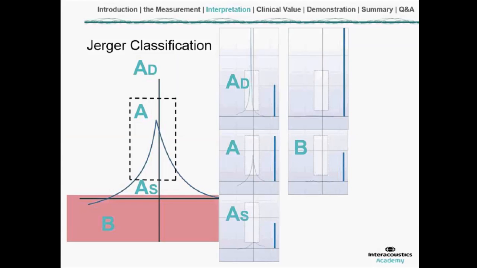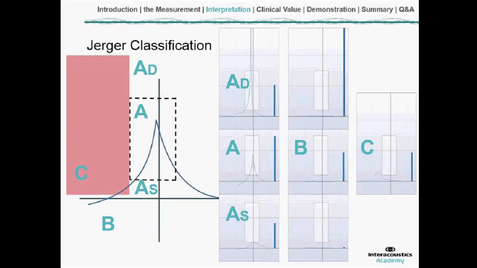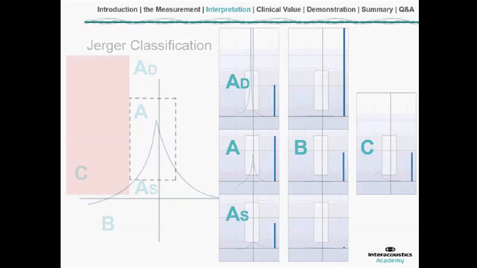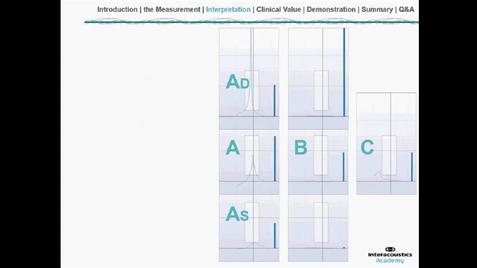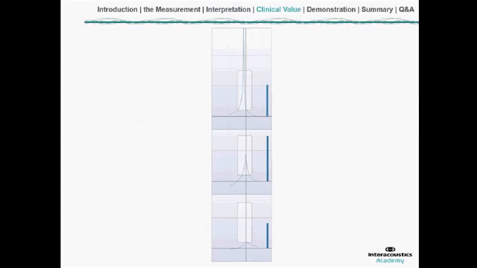I also have a few other examples of type B. There is no difference in the label, but I will explain later what the different graphs mean with regard to the clinical value. And then the last type that I want to mention is type C, and that is when there is a peak, but the peak is on the negative side compared to the normal area. So that's Jerger's classification. Now it's time to start talking about the clinical value.